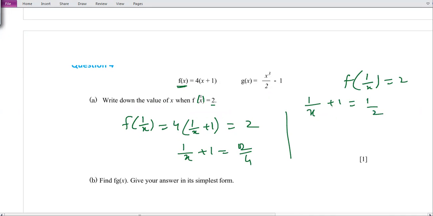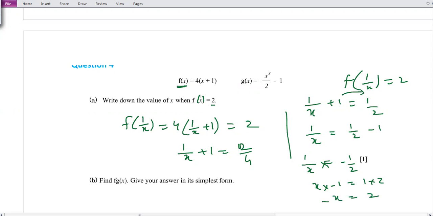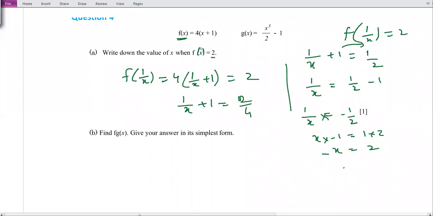Now here you have two techniques. One is first take 1 to the other side. It will become 1 over x equal to 1 over 2 minus 1, because if I shift 1 to the other side, the x term is on one side without x on the other side. So 1 over x, 1 over 2 minus 1 is minus 1 over 2. Now, single denominator, so you can cross multiply. x into minus 1 equal to 1 into 2. So it will become minus x equal to 2. Now the negative sign you can take to the other side. So x will be equal to minus 2.